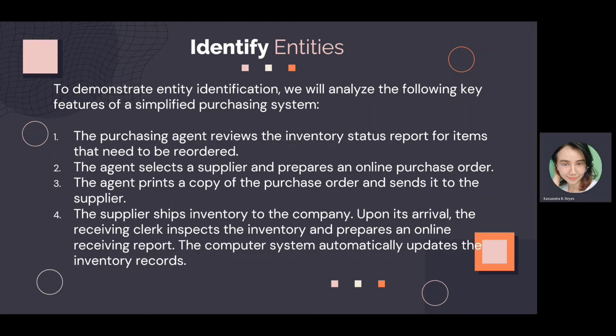Number 2, the agent selects a supplier and prepares an online purchase order. Number 3, the agent prints a copy of the purchase order and sends it to the supplier. And number 4, the supplier ships inventory to the company. Upon its arrival, the receiving clerk inspects the inventory and prepares an online receiving report. The computer system automatically updates the inventory records.